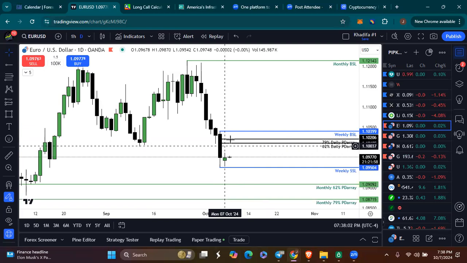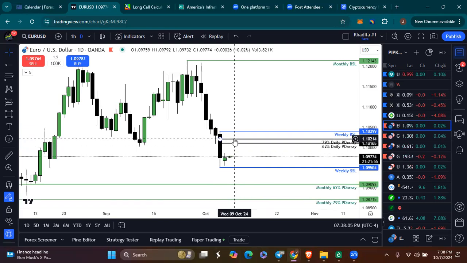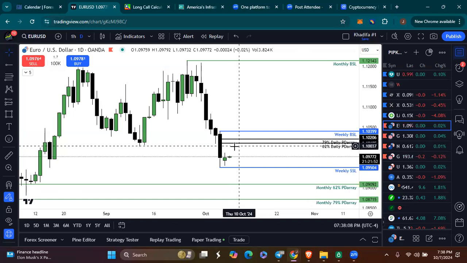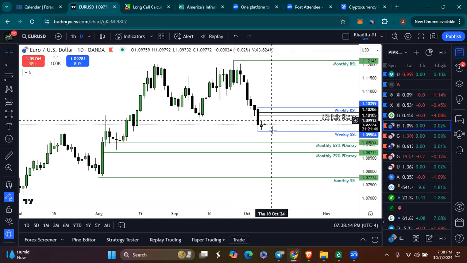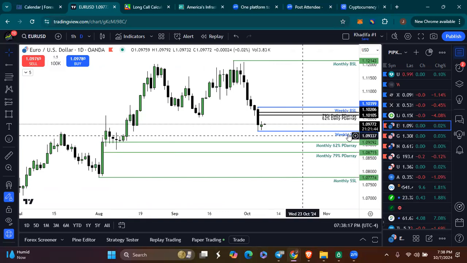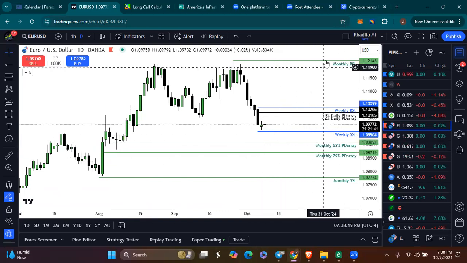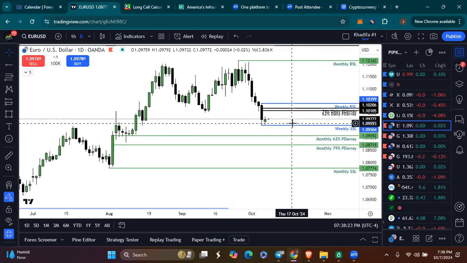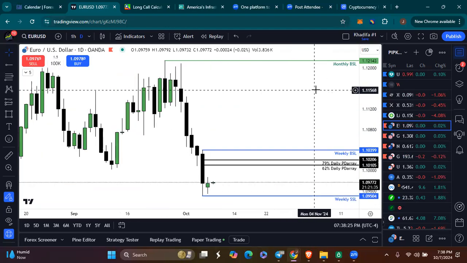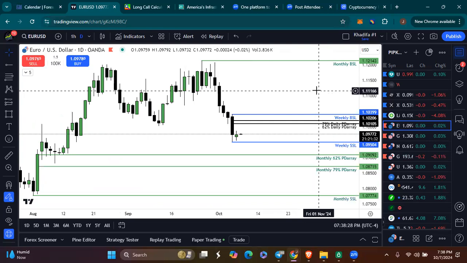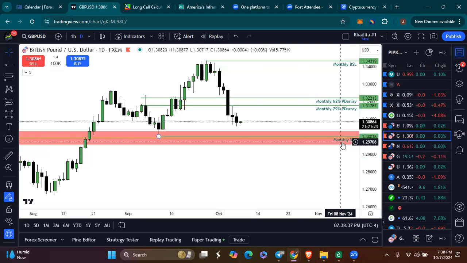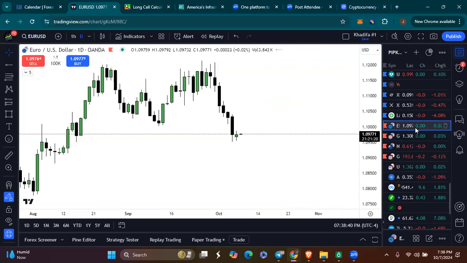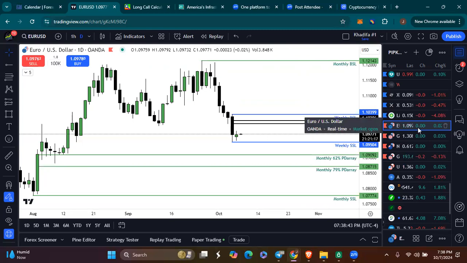But if we cannot break and close above these PD array levels and we just come up and retest them and close below the levels, then I would expect price to come down into these monthly PD arrays, and then look for buying opportunities there. Because long term, I am bearish the dollar, and I'm bullish currencies.